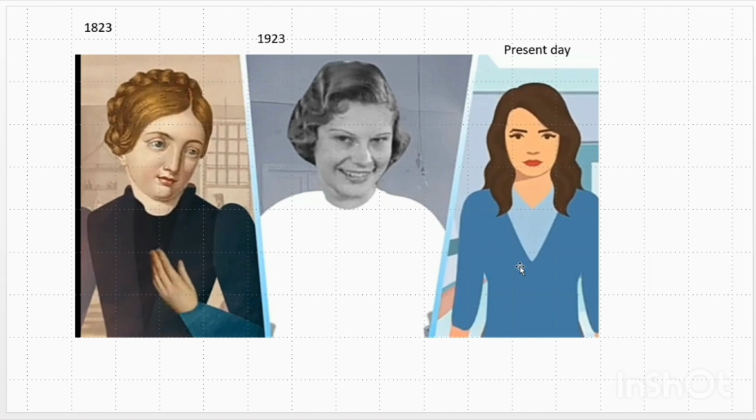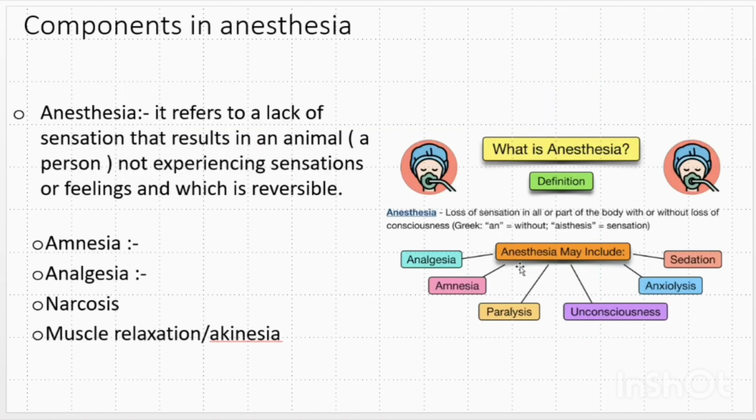Let's move to the next topic, that is components used in anesthesia. Before we go to the components of anesthesia, we'll see what anesthesia is. What is the meaning of anesthesia? All people know this word normally in their own language, but for a fixed definition, I'll give some brief introduction about anesthesia.